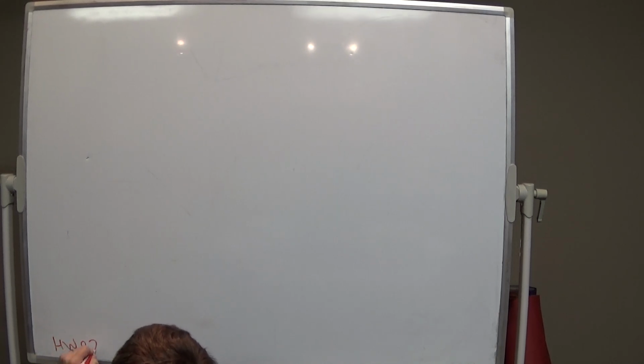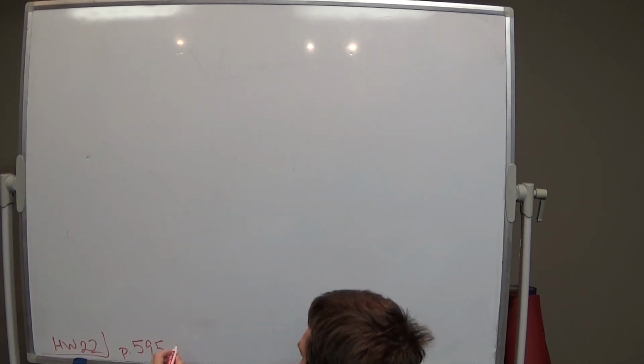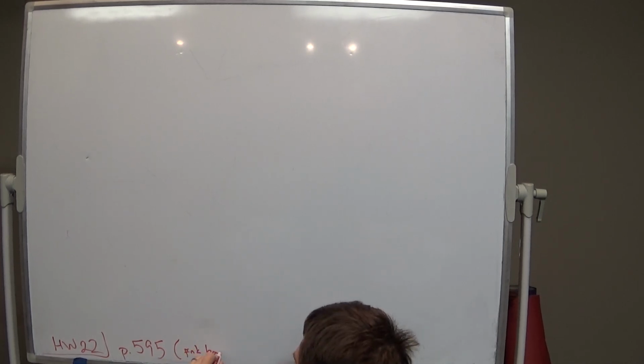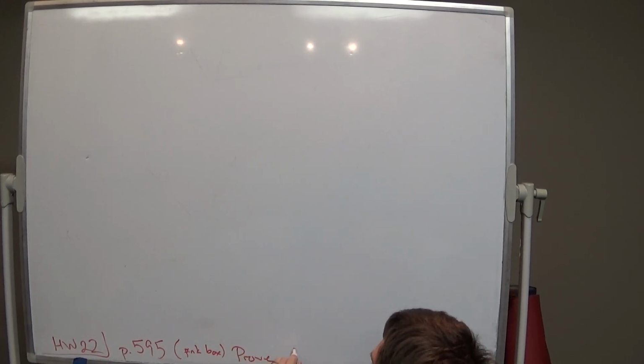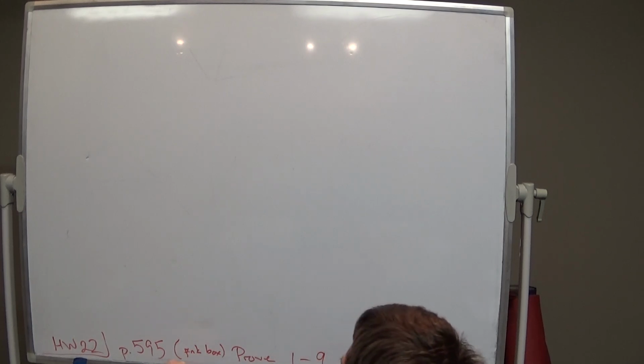So this is homework number 22, and it's on page 595. There's a pink box, or it's actually salmon colored, but I can't bring myself to say it's salmon. It's a pink box, and there are 9 statements on it, and you are going to prove each one. Prove 1 through 9. We're going to do one of them in class, so you'll know what I mean by that.